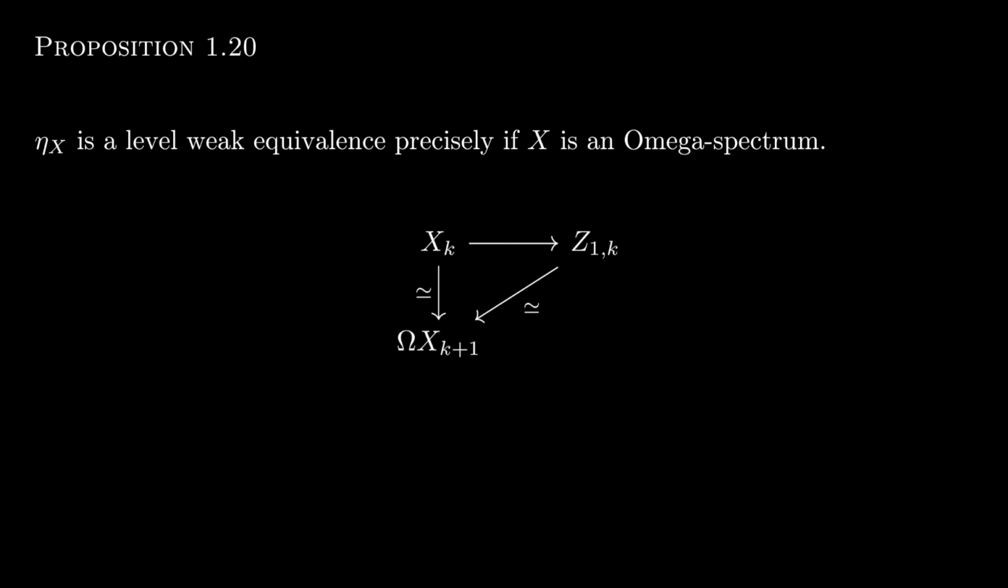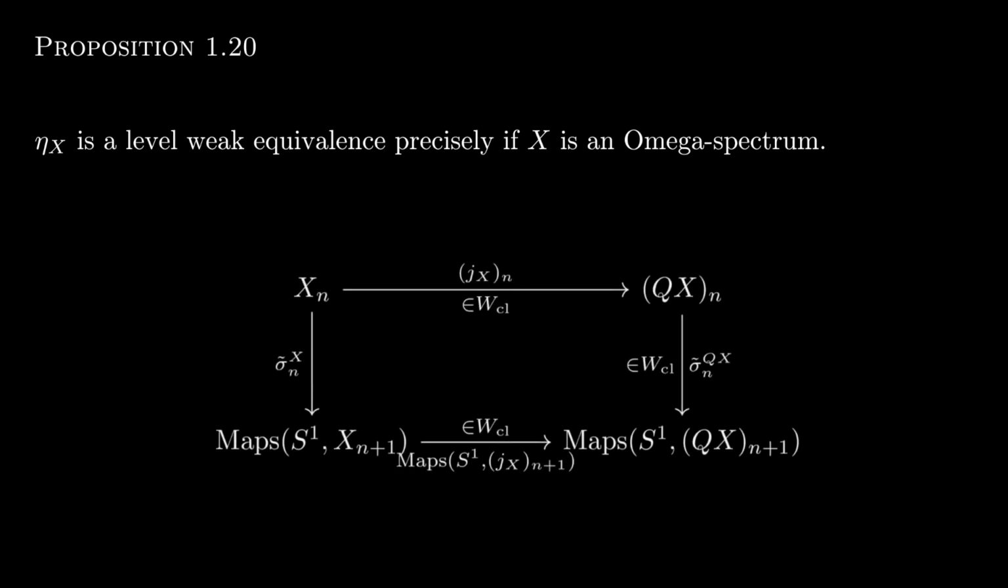To see the other direction, consider the homomorphism between X and QX. Then the top map is a weak equivalence by assumption, and we already showed that the right one is, which also implies the bottom one is. Then by commutativity, the left one has to as well, which shows that X is an omega spectrum. The other statements follow analogously, so let's move to the final remark.